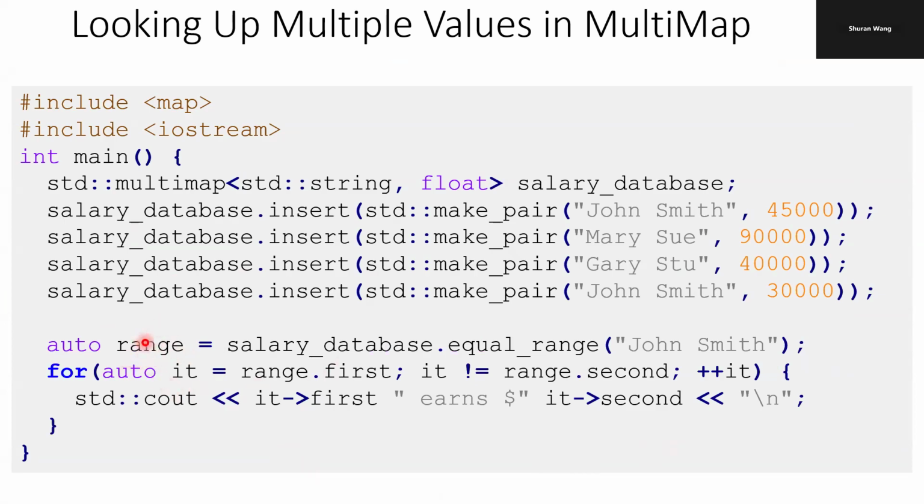So we save the range. Remember, when we're using auto, we should at least have an idea of what this should be. We call salaryDatabase.equal_range John Smith. And this returns a pair of two iterators. So then for the for loop, we start from the first iterator and we stop at the second iterator and traverse by incrementing that iterator. The first iterator points to the first John Smith. The second one is one past the last John Smith. One past the last. Yeah, it's the same thing as the end. It's always one past.